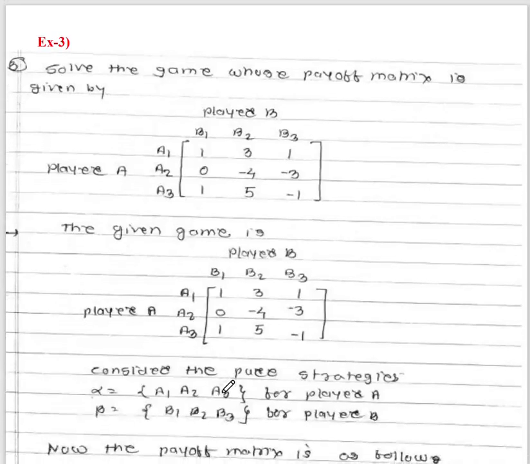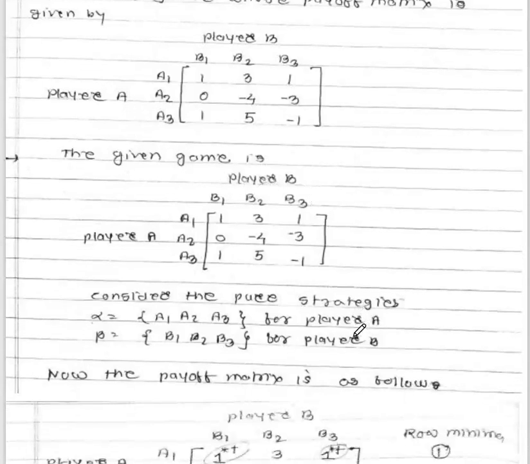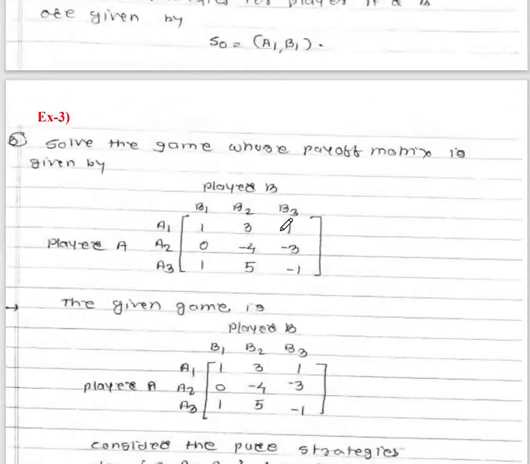Third problem: solve the game whose payoff matrix is given. Player B uses three techniques, B1, B2, B3, and player A uses three techniques, A1, A2, A3. So this is the gain and loss of the players. This is the given game. You can consider alpha as the strategies A1, A2, A3 for player A, and beta as the strategies B1, B2, B3 for player B. You can write the problem in this way.